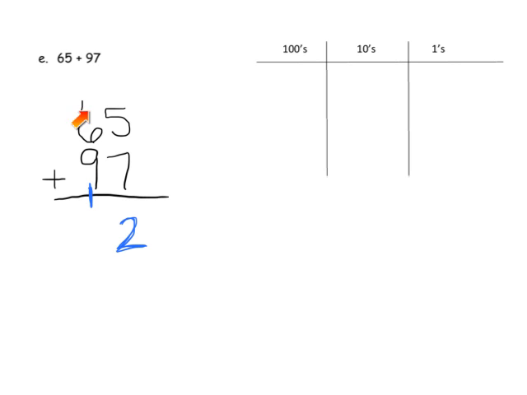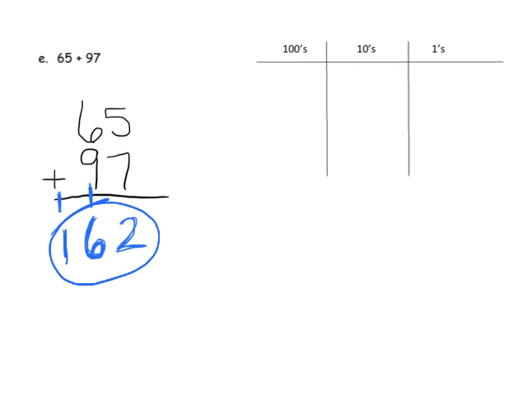And now we can add our tens column. So we have 6, 9, and 1. So that's 16 tens. So 16 tens is equal to 100 plus 6 tens left over. So that's 1 with 6 left over. And then in our hundreds column, we have just this 100 right here. So our answer is 162.